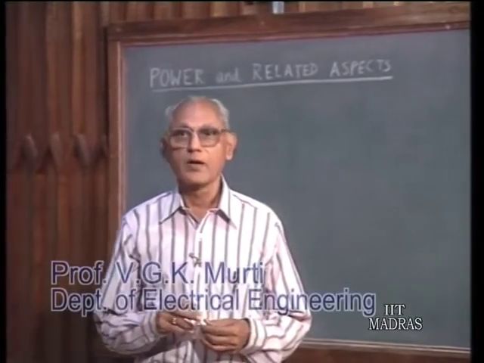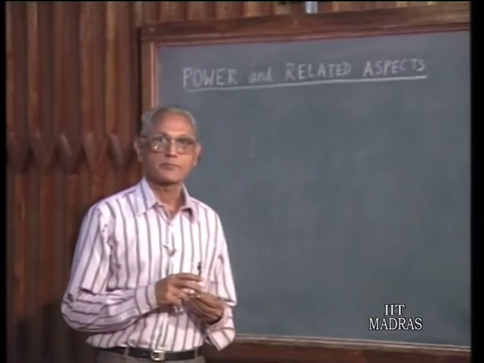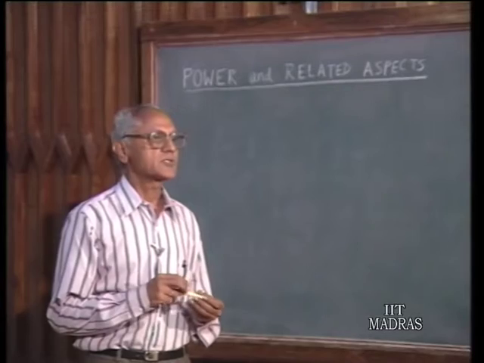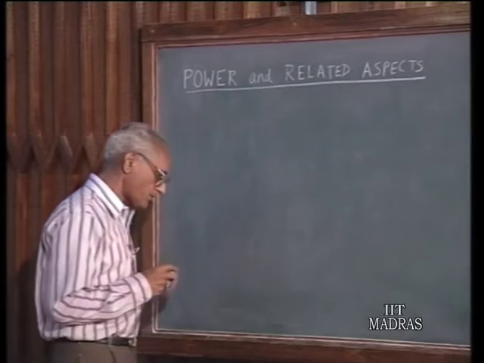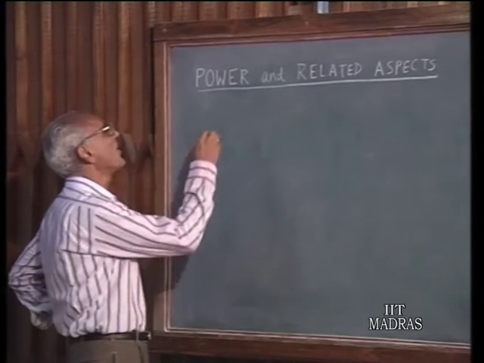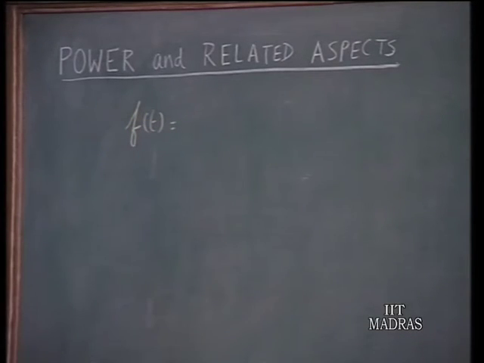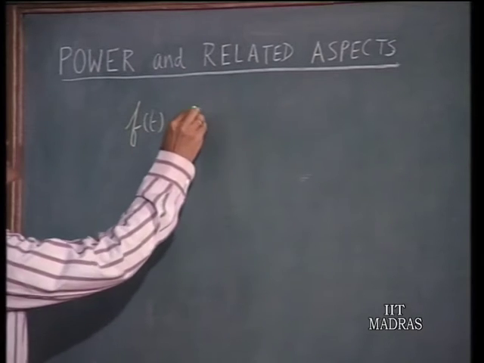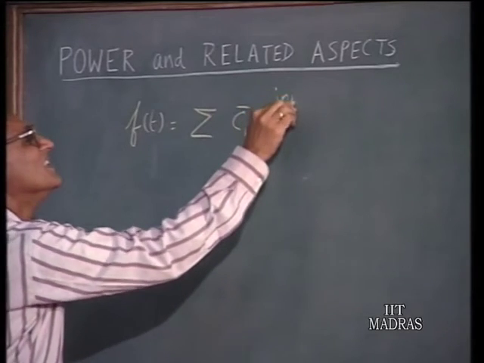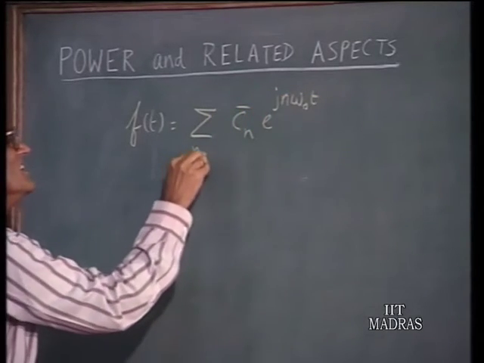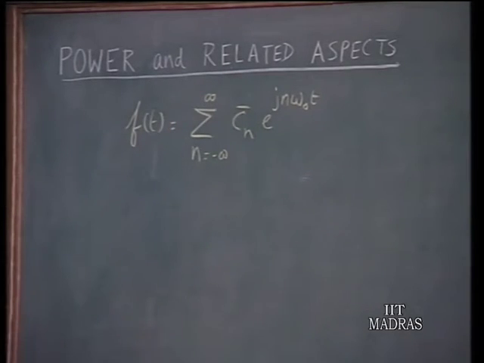Continuing our discussion of Fourier series, today we will take up considerations of power and related aspects associated with a periodic signal. You recall that the Fourier series expansion of a periodic f of t can be put in this form in its exponential representation.